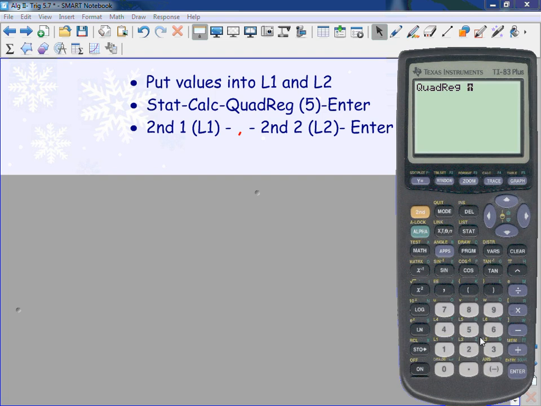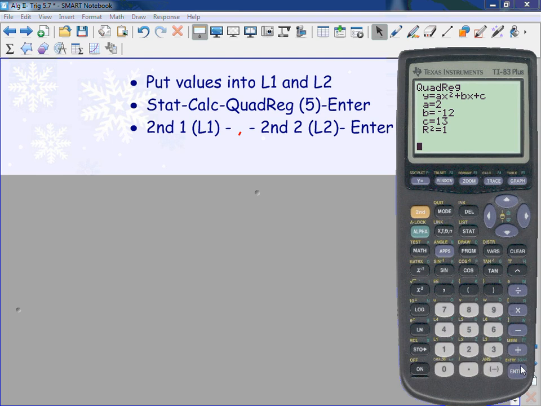Second, 1. That puts in L1. You need to put the comma. The comma's above the 7. Now press second, 2. That tells the calculator your values are in L1 and L2. Once it says quad L1, comma L2, hit enter. When you press enter, you should get this on the screen.